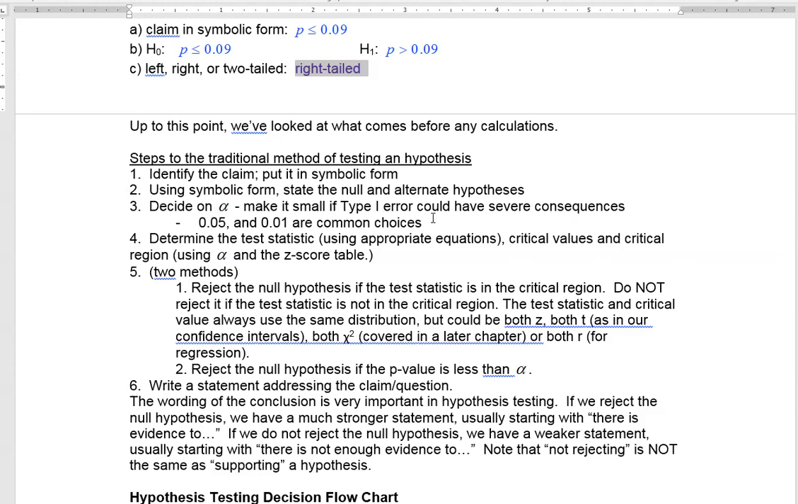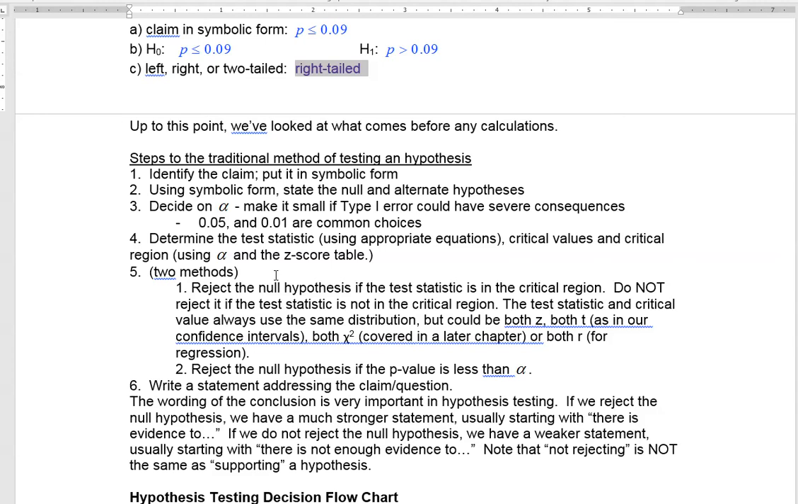Decide on alpha. So this is if you are creating your own survey, test, whatever it is, taking your own sample, figuring out your own alpha. Often on these questions, you're going to be given an alpha to use. Determine the test statistic. So this is the calculation part that we're going to get to later. Our critical values, critical region, more calculations we're going to look at a little bit later. And then we have two methods to decide our decision step.